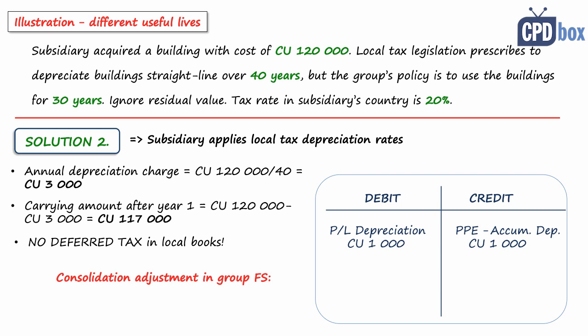And we also need to account for the deferred tax on the adjustment. So we debit deferred tax asset with 200 and credit deferred income tax with 200, which is a difference of 1,000 multiplied by the 20% tax rate. So from this illustration, it's clear that from the group's view, it's easier to use the same accounting estimates with solution 1 and to reduce the amount of adjustments and journal entries in the consolidation.